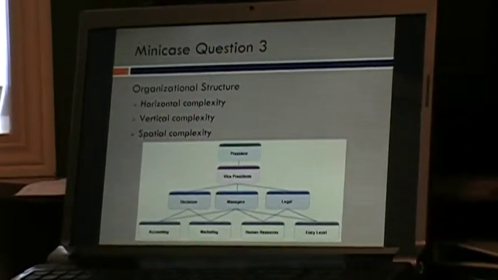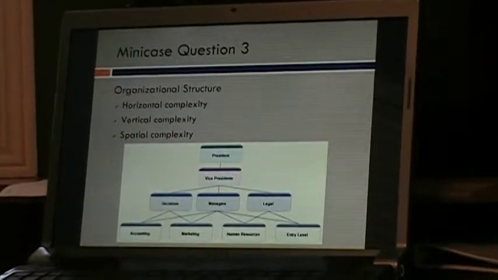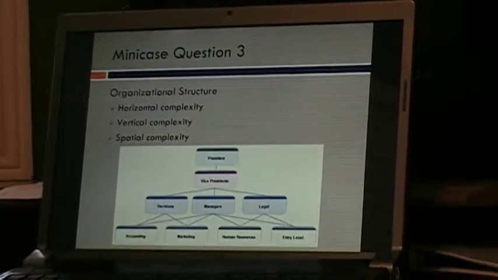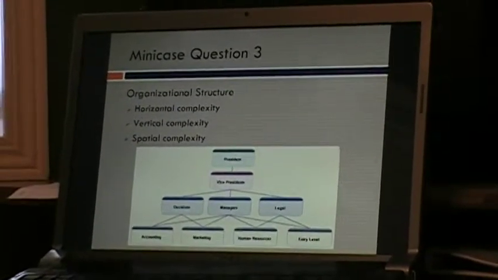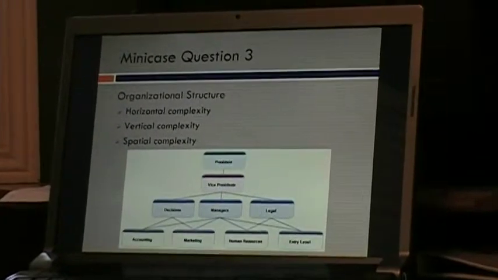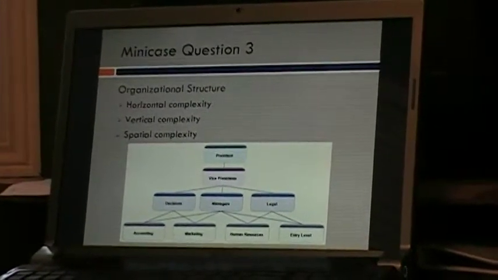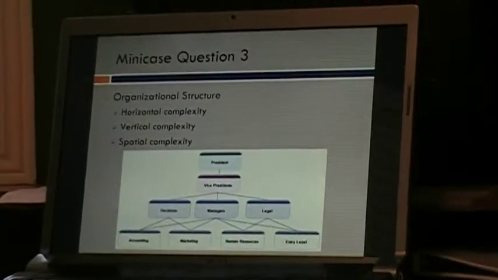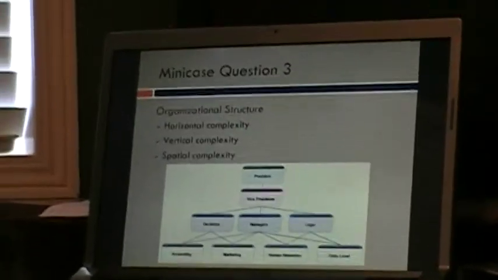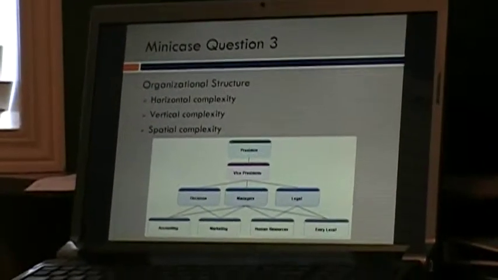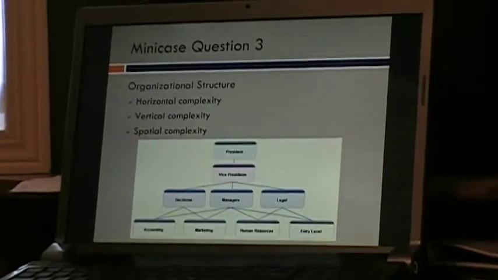Spatial complexity describes geographic dispersion. IKEA has 301 stores worldwide, with over 120,000 employees stationed at those stores. These facts alone show what kind of huge spatial complexity IKEA has as a company. Technology makes it much easier for all these different stores and employees to stay in sync. Through the company's website, email system, and video and voice chat, IKEA is able to communicate with many different areas of the world.